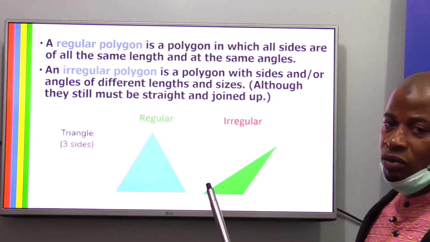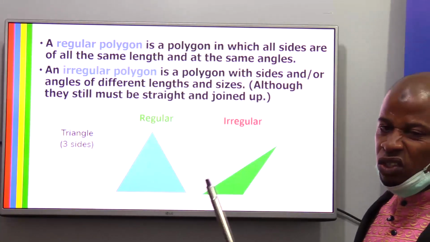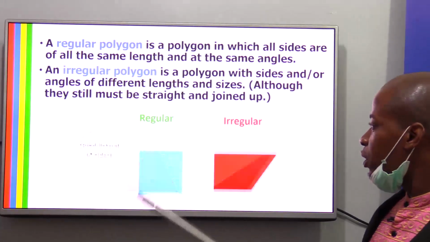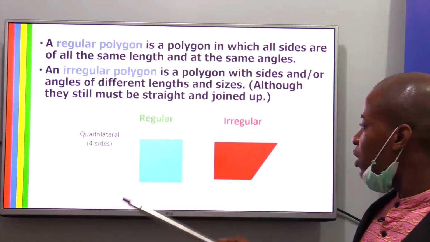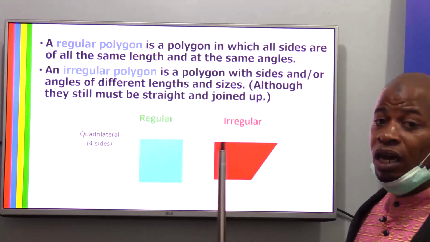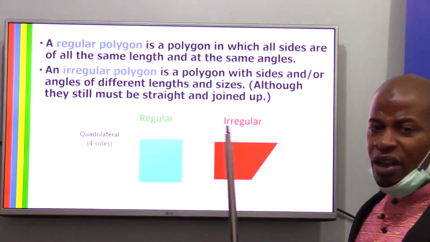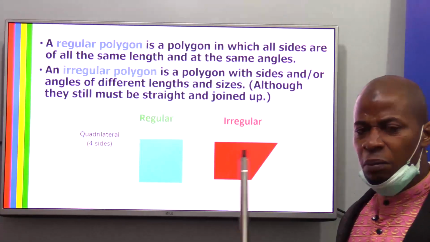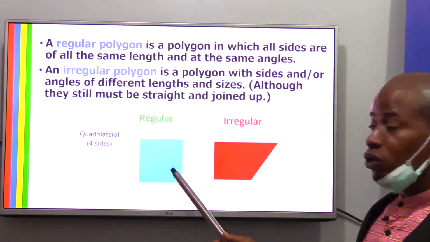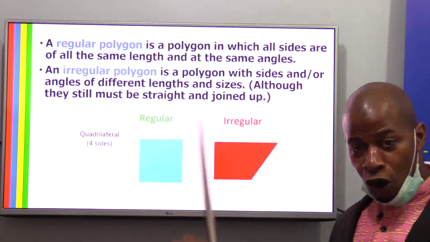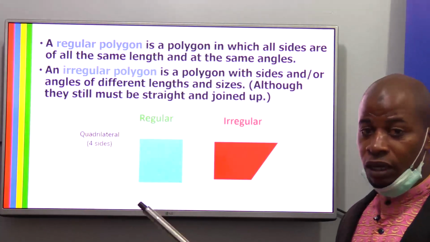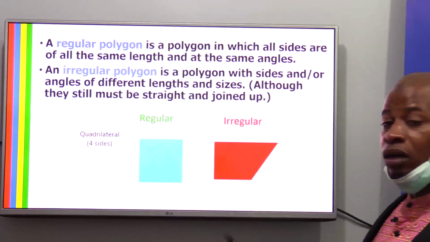So that is an irregular triangle. It's still a triangle, just not a regular one. All right, we'll move on. A regular quadrilateral has all the sides equal and all the angles equal. That's why this is a square. A rhombus has all the sides equal, but all the angles are not equal, so it is not regular. For it to be regular, all the sides have to be equal and all the angles have to be equal. So this is an irregular quadrilateral.